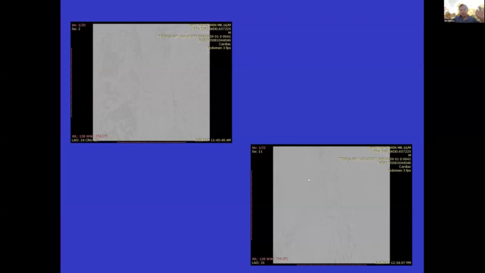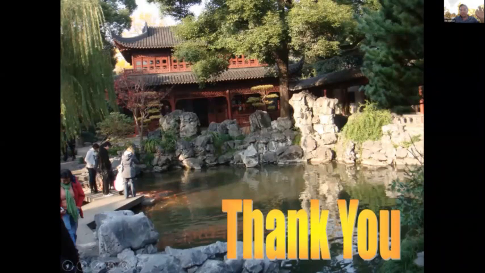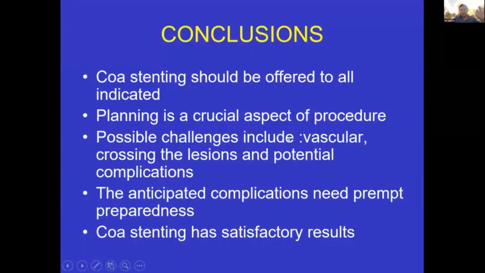I'll conclude that coarc stenting should be offered to all the indicated patients. As we've discussed, planning is the most crucial step of the procedure. Possibilities are vascular leak, crossing the lesion, and potential complications.